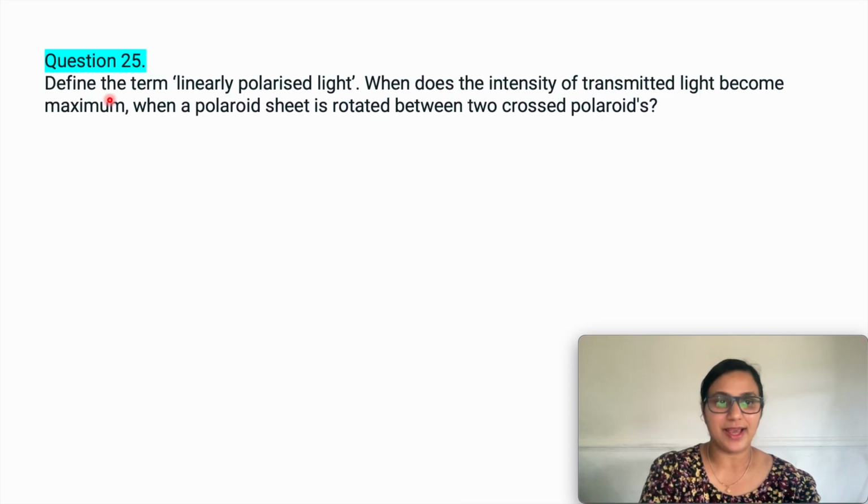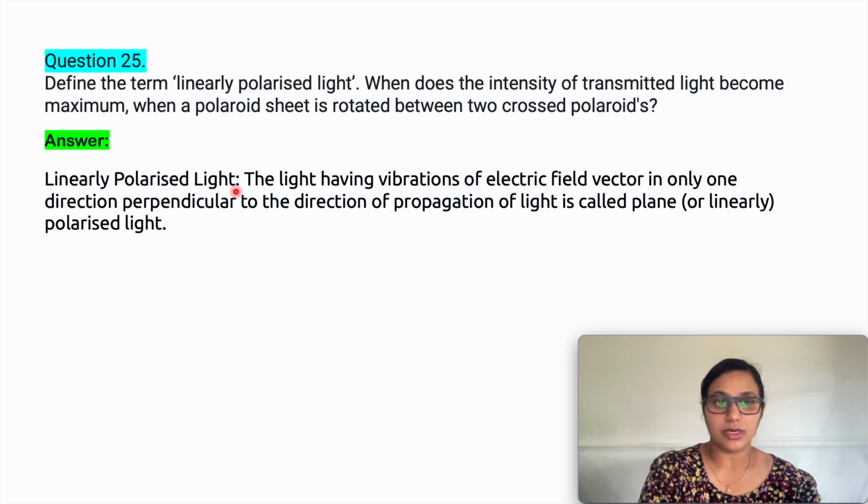Question number 25. Define linearly polarized light. When does the intensity of transmitted light become maximum when a Polaroid sheet is rotated between two crossed Polaroids? What is linearly polarized light? The light having vibrations of the electric field vector in only one direction perpendicular to the direction of propagation of light is called plane or linearly polarized light.